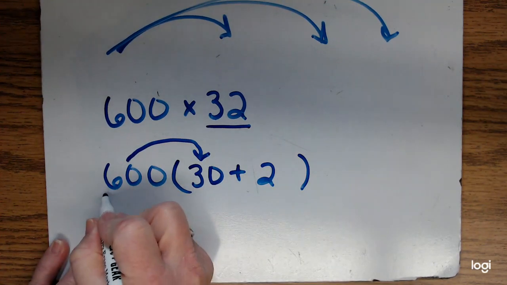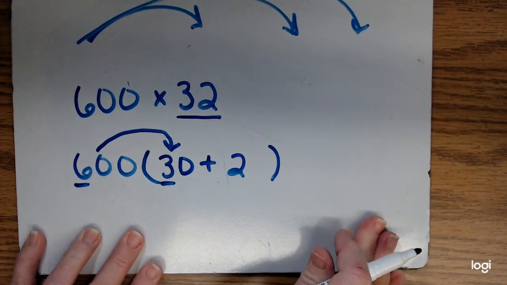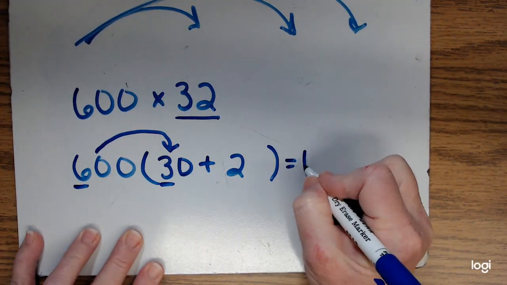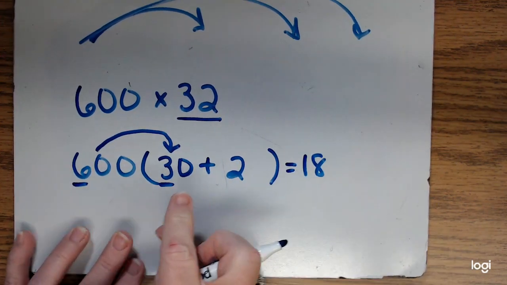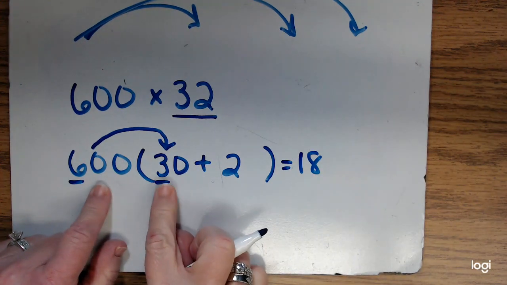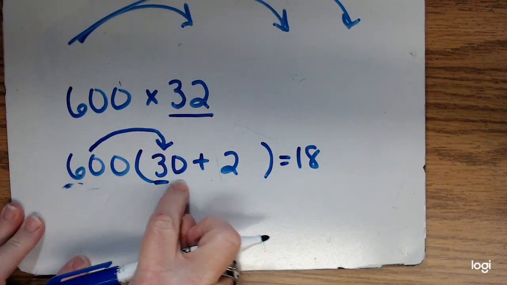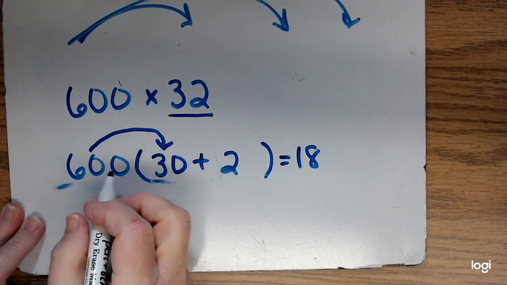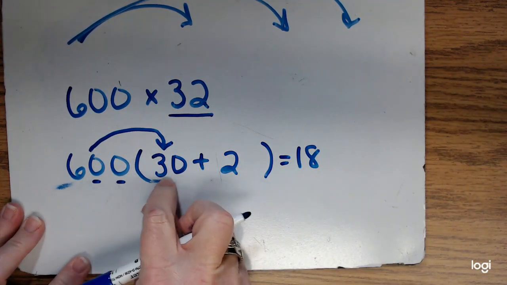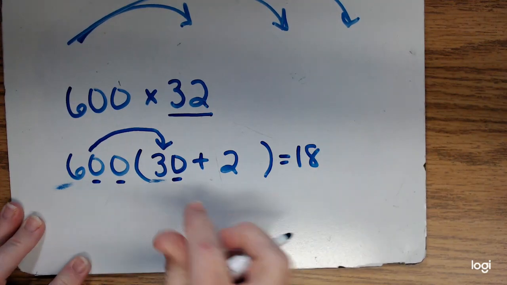Well, let's see. What is 6 times 3? 6 times 3 is 18. Now, if I notice the two numbers that I multiplied, they both have some zeros after it. This one has, maybe if I underline, you'll see them. This one has 1, 2, and then this one has 1, 2. So that's a total of 3 zeros I have to add.